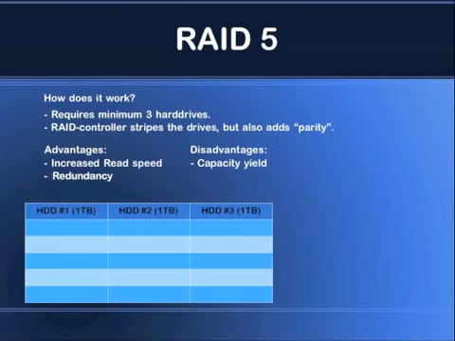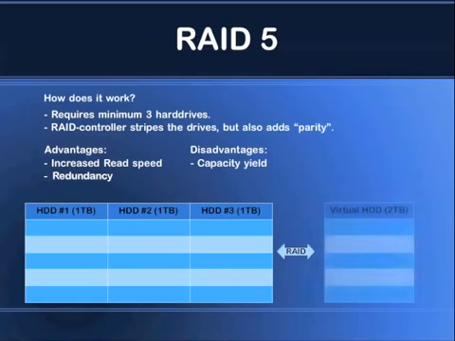In my example here, there are 3 hard drives and all 3 of them are 1 terabyte. With RAID 0 you would have a 3 terabyte virtual hard drive. With RAID 5 you will lose the capacity of 1 drive. So in this case we have a RAID controller, and what it presents to the operating system is a drive of 2 terabytes.